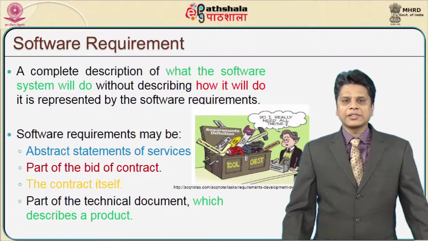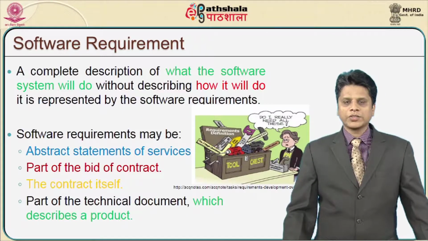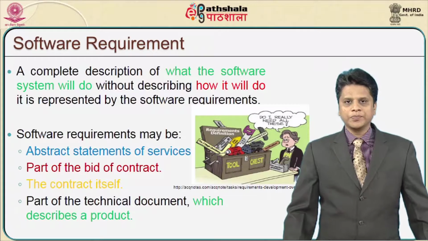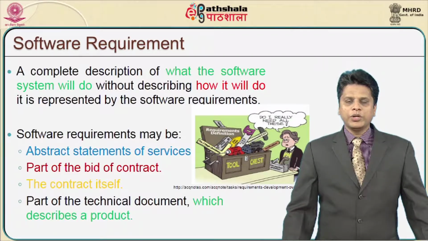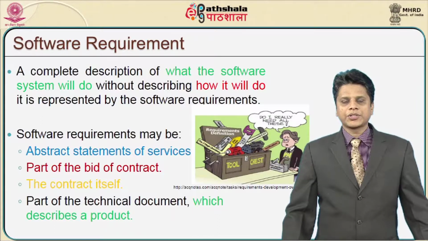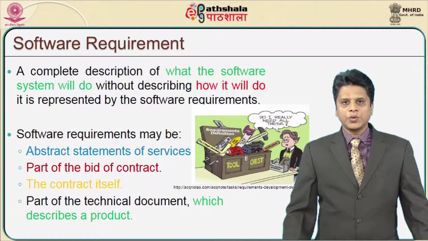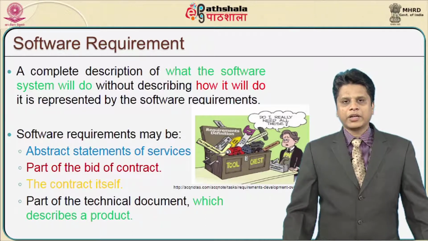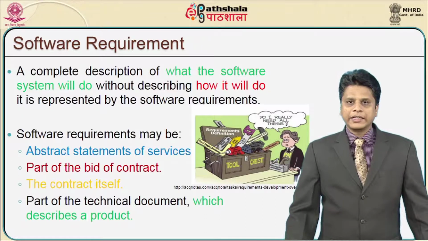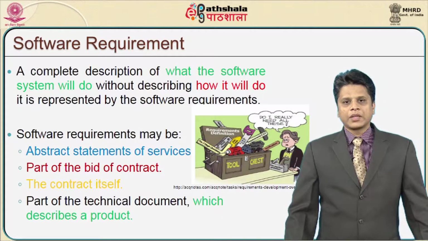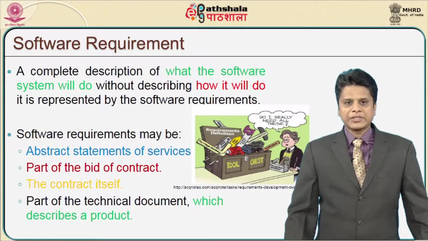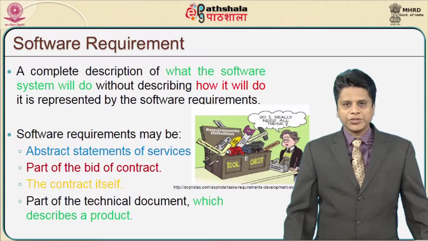So, the requirements are a complete description of what the software system will do without describing how it will do it. When we talk about how it is to be processed, it is all a technical thing which the customer may or may not be aware of. So, we get into the requirements with a stage of what is to be done rather than how it is to be done, and the same will be represented by the requirements engineering process.